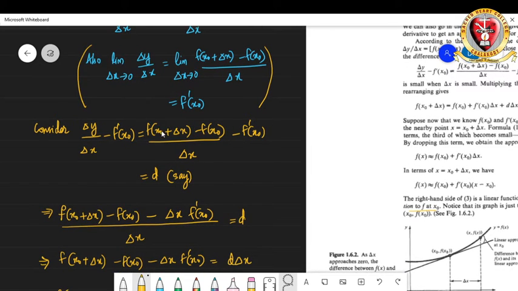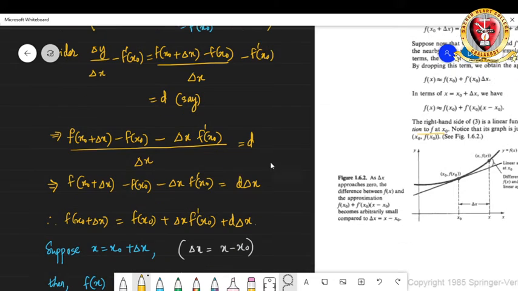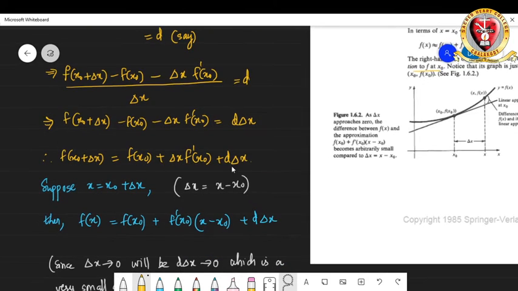Now take the LCM of this part. So you get delta x taken as the LCM. You have f of x naught plus delta x minus f of x naught, and this f dash of x naught should be multiplied with the delta x. Okay, that is equal to d. Then cross multiply, you get this, and rearranging you get f of x naught plus delta x is equal to f of x naught plus delta x into f dash of x naught plus d into delta x.